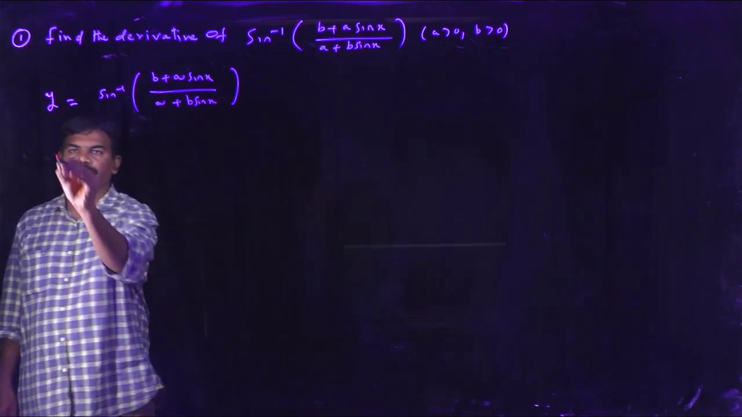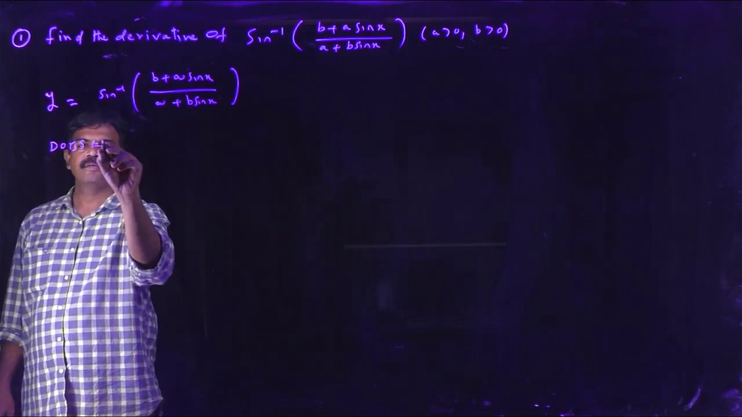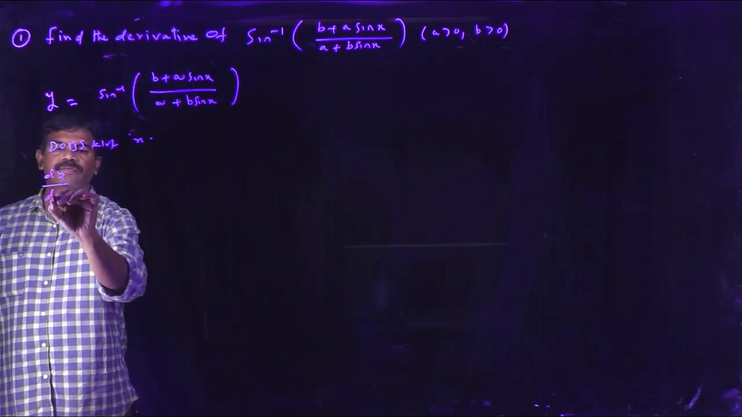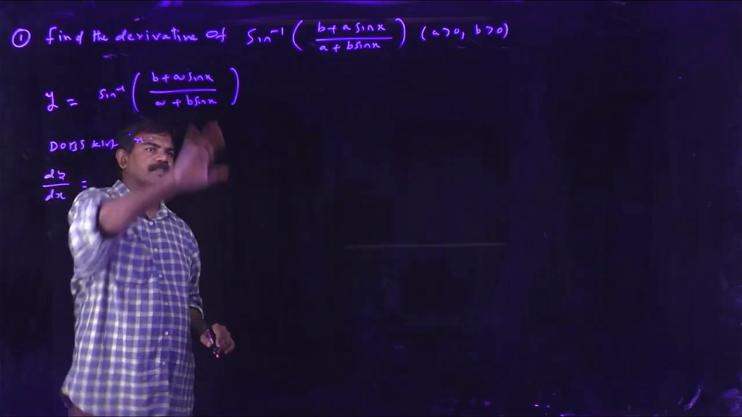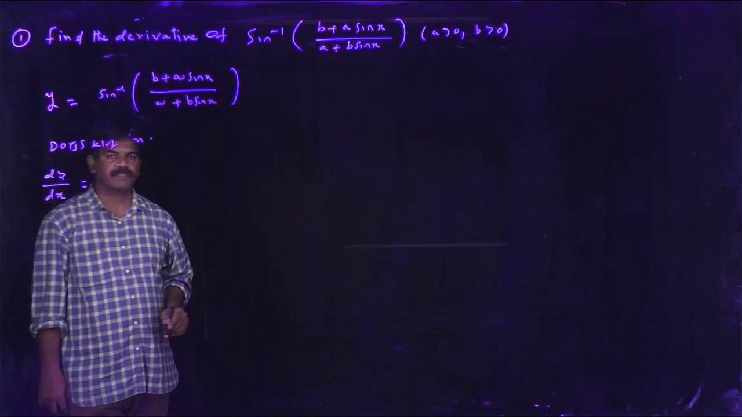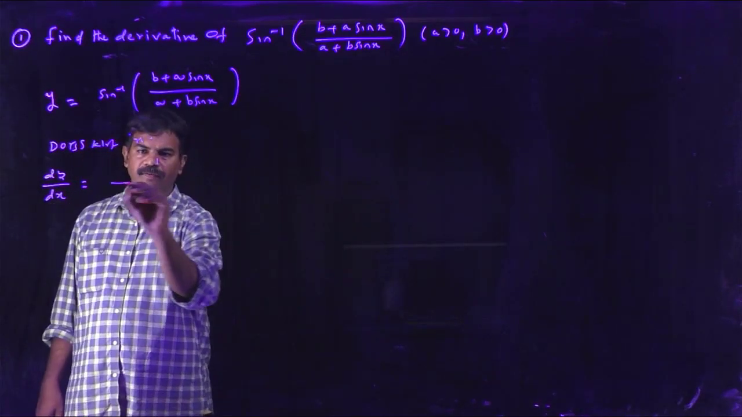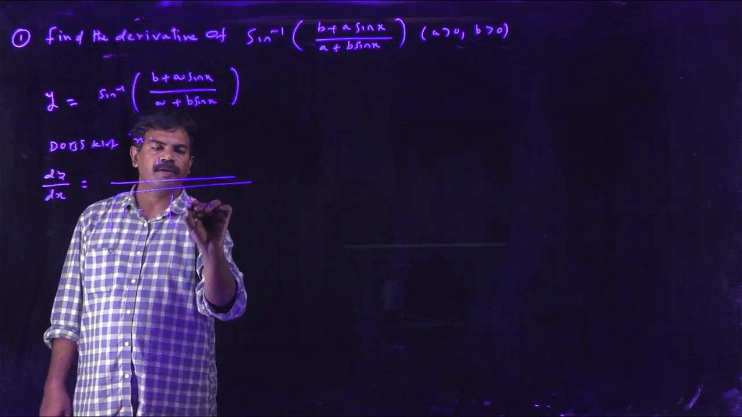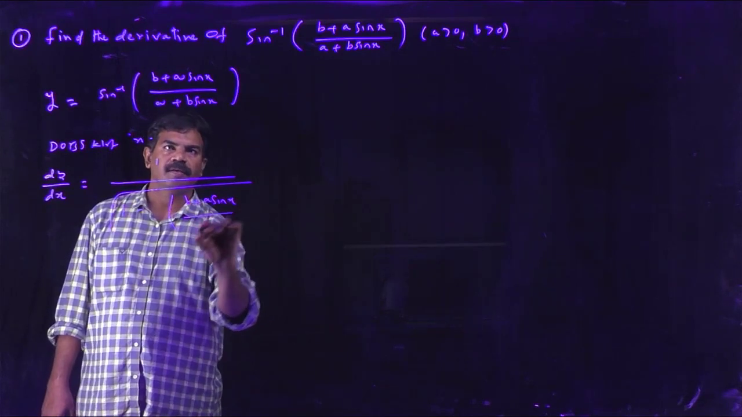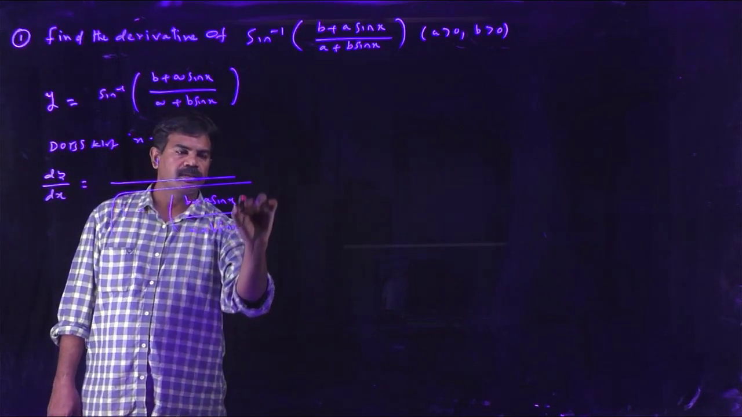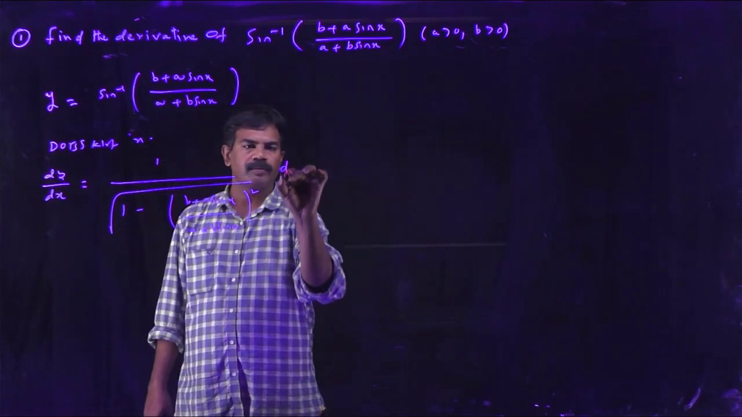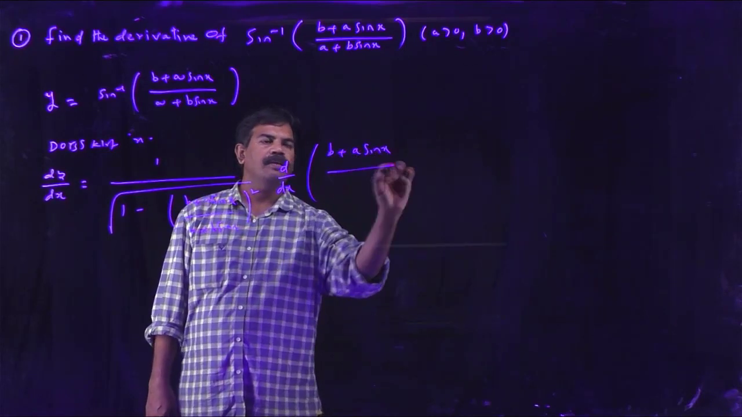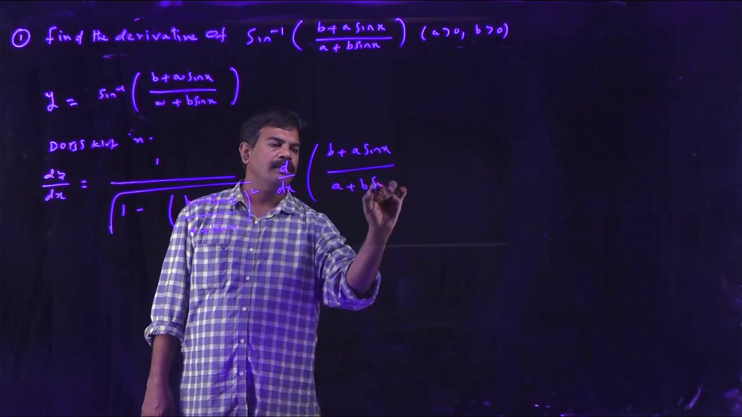Now differentiating on both sides with respect to x, that is dy by dx is equal to, it is in the form of sin inverse x. Already we know the formula for derivative of sin inverse x, that is 1 by root of 1 minus x square. So 1 by root of 1 minus ((b plus a sin x) by (a plus b sin x)) whole square, into derivative of (b plus a sin x) by (a plus b sin x).